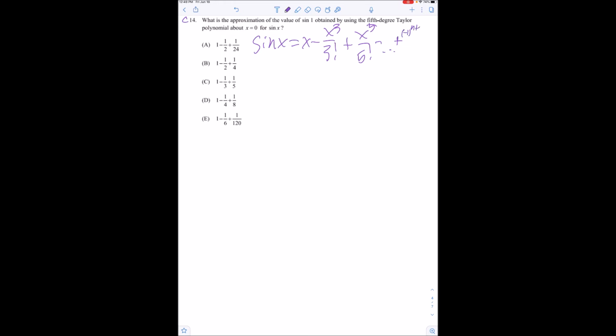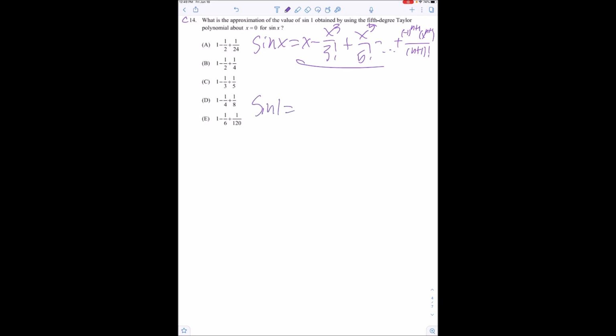And then the general form is negative 1 to the n plus 1, x to the nth plus 1 power over n plus 1 factorial. Then we only need to worry about this. I'm just writing the general form just to know.